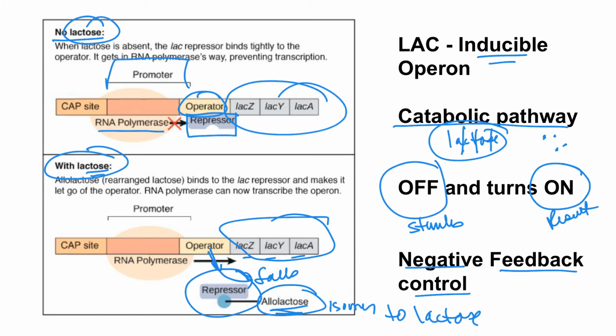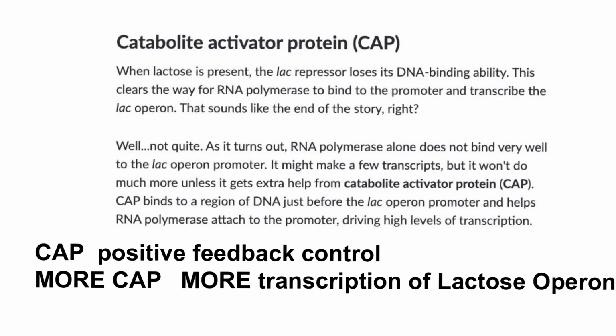Now, the repressor is going to fall off the operator, and RNA polymerase is going to be able to sit on there, and it's going to transcribe these enzymes that are needed to break down lactose. So this is an example of an inducible operon because it can be turned on, but it is also an example of negative feedback control.